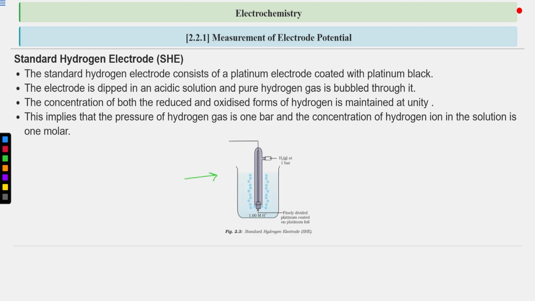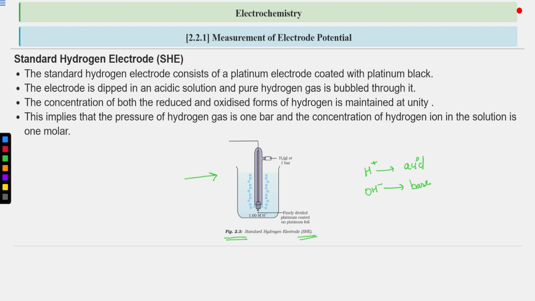You can see this diagram, which represents the standard hydrogen electrode, SHE. This is figure 2.3, which is also given in our NCERT textbook in the chapter Electrochemistry. You can see we have a beaker in which there is a solution that is acidic in nature. Acidic means it has H positive ions. You can relate this with the basic definition of acid and base: if we talk about H positive, we are talking about an acid, and if we talk about OH negative, we are talking about a base.